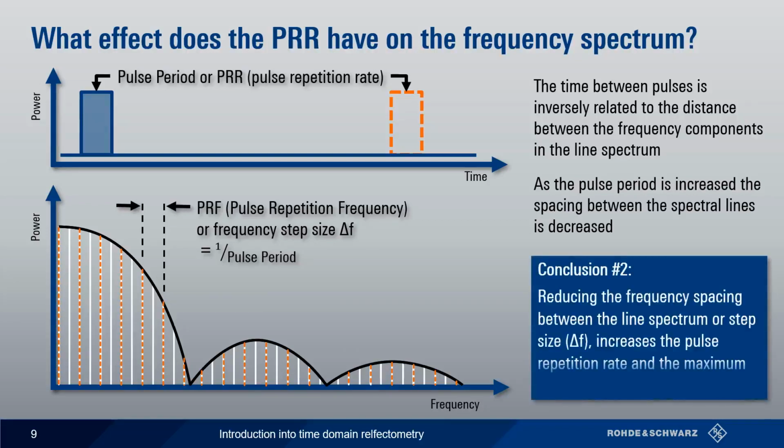So we can conclude from this that reducing the frequency spacing between the line spectrum, or ultimately the step size, or number of points that we would have on the network analyzer, increases the pulse period, and hence the maximum distance that we can see into the structure of the device that we're measuring before we see any aliasing.